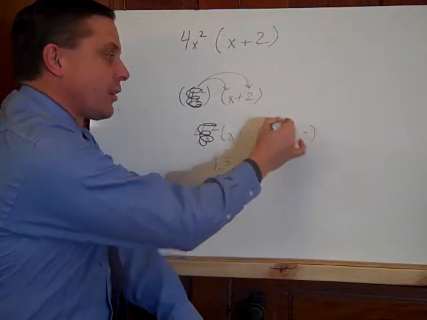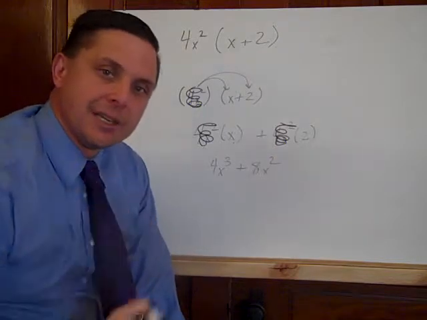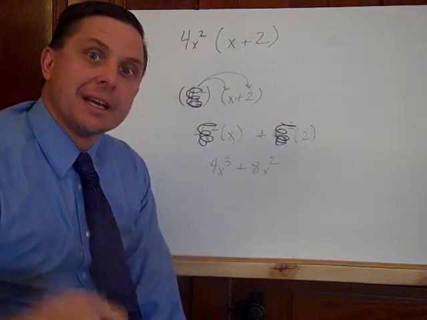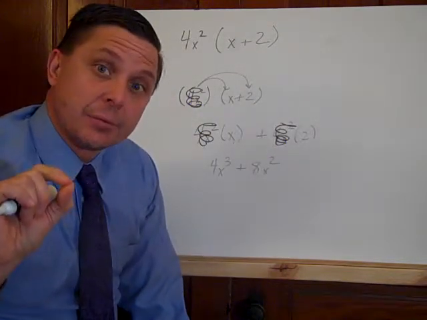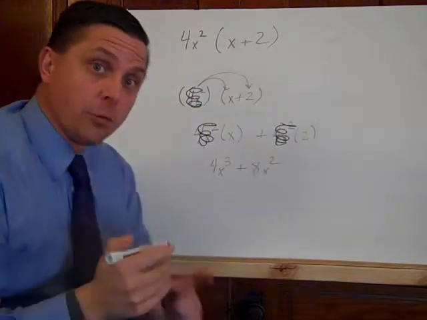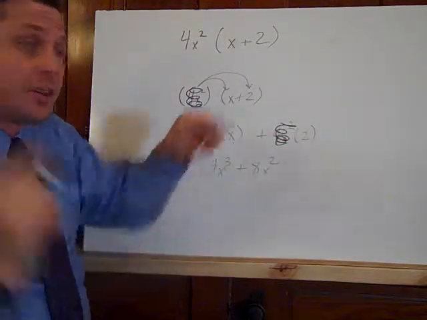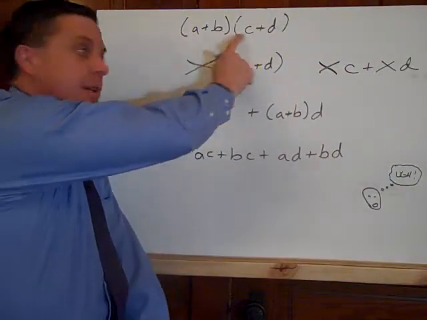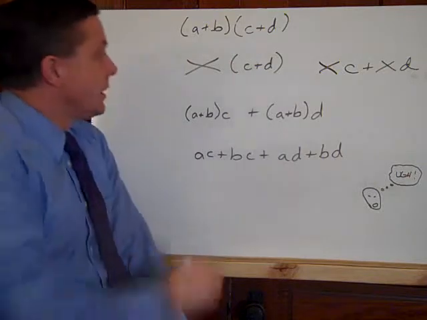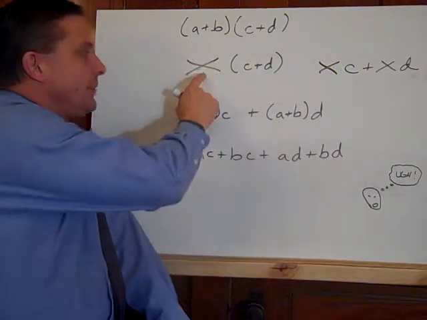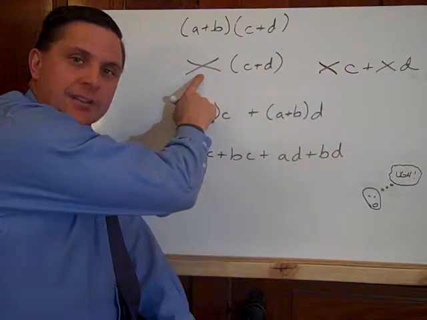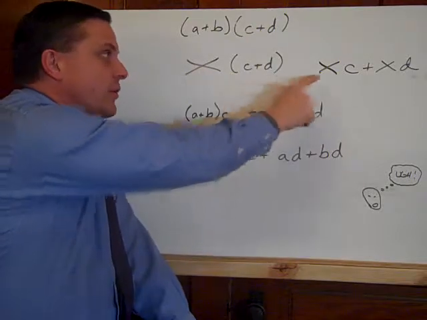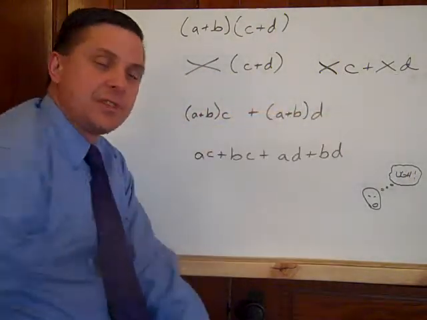And I don't care what that hunk of junk is. It can be 4x squared, it can be 9x, it can be 3x plus 7. It can be another binomial. And we can still do it that way if we treat it like one thing. So if I show two binomials, a plus b and c plus d, I'm going to treat a plus b as a big hunk of junk, as an x. So that x is going to distribute. So I have x times c plus x times d.